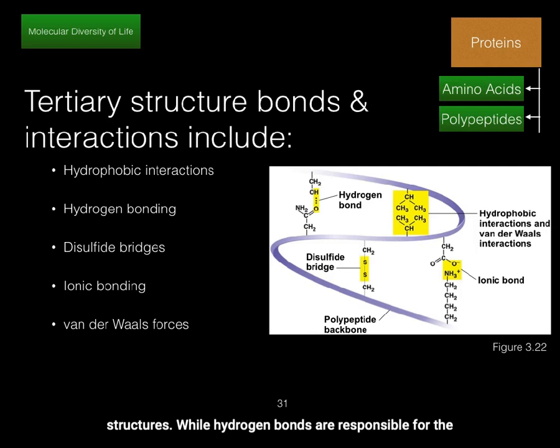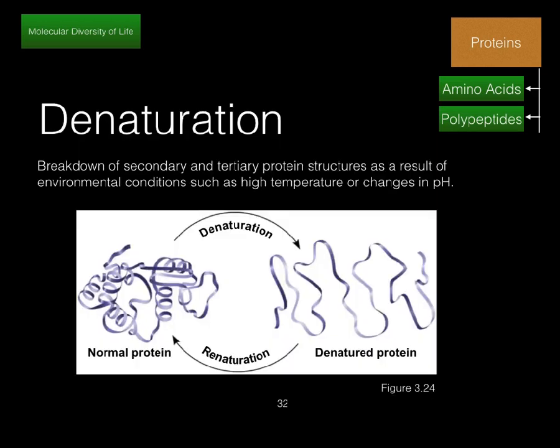While hydrogen bonds are responsible for the secondary structure, there are several bonds that are responsible for the tertiary structure, including hydrogen bonds, disulfide bridges, ionic bonds, and van der Waals forces. So far we have talked about the steps towards building the secondary and tertiary structures, but there are certain reactions that break down these structures. Breaking down of the secondary or tertiary structures can result in a protein being in its primary structure, a polypeptide chain of amino acids. This does not destroy the protein, but just breaks the protein down into this primary structure.